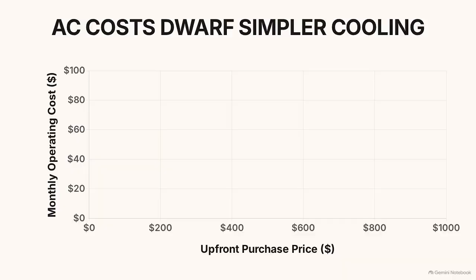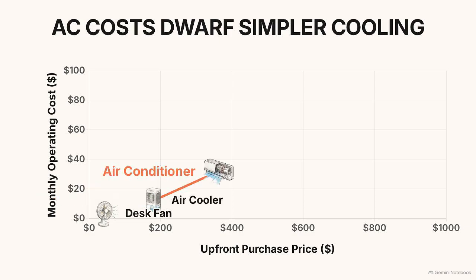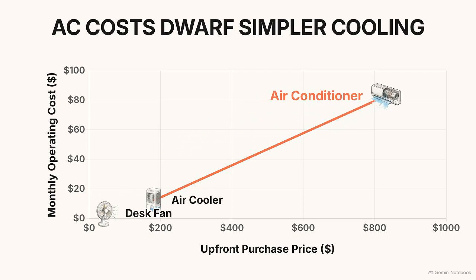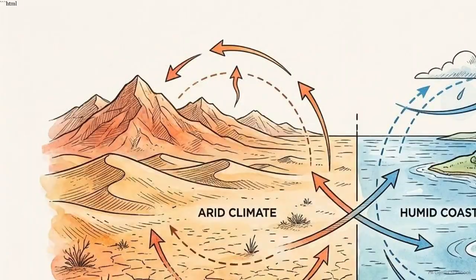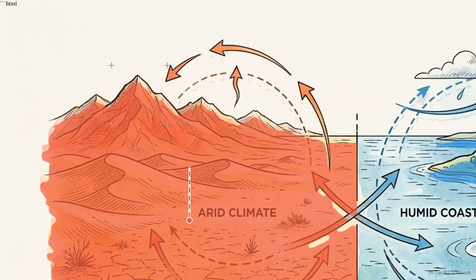This graph tracks the relationship between upfront purchase price on the horizontal axis and the monthly electricity bill on the vertical axis. While a fan and cooler stay relatively low on both, the air conditioner represents a massive monthly financial liability. However, the effectiveness of that spending depends almost entirely on local ambient humidity. Choosing the right cooling system requires mapping the technology you buy directly to the specific climate data of your city.